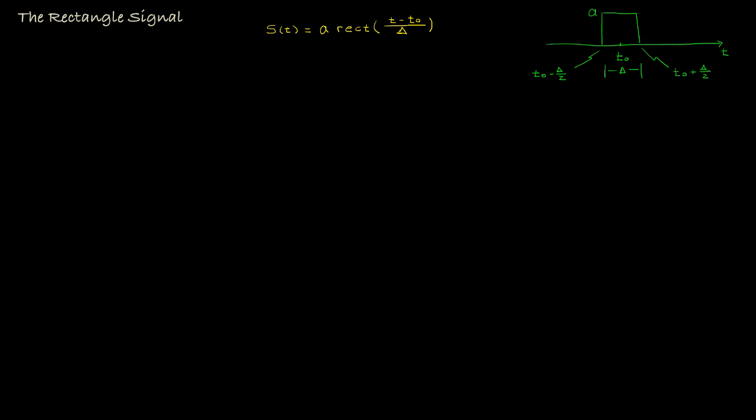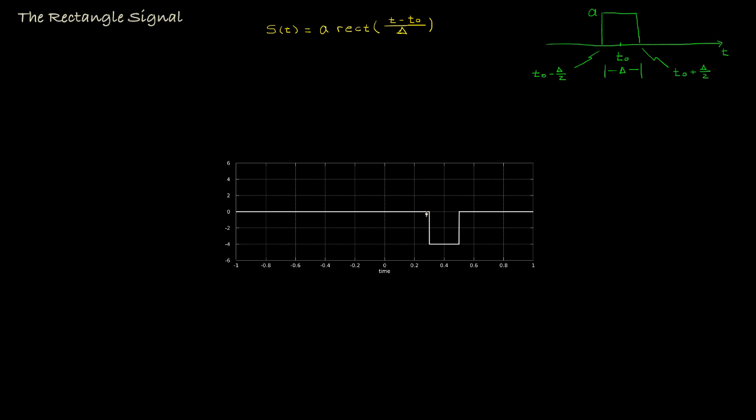If we look at a specific example, this is a scaled and shifted rectangle function. It's been shifted to a time t0 equal to 0.4 seconds. It has a width associated with it of 0.2 seconds, and it has an amplitude equal to -4.